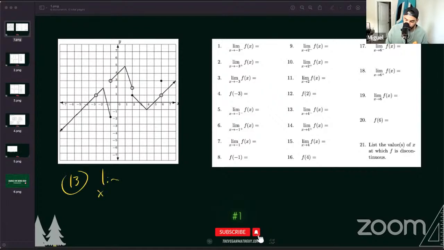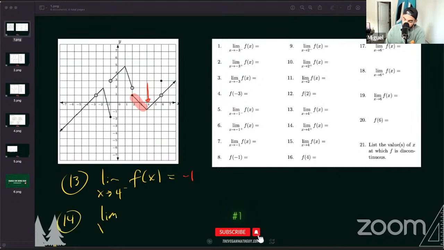Limit as x approaches 4 from the left side. Okay, so we're observing the behavior of the function when x is equal to 4. In the graph, I put an arrow there. Again, we're trying to see what the function is approaching when x is equal to 4 on the left side. I'm getting really, really close. What's the y value there? Looks like it's going to be -1.